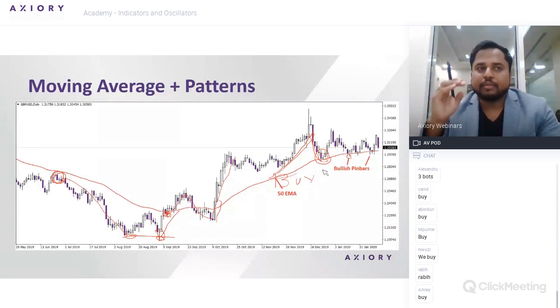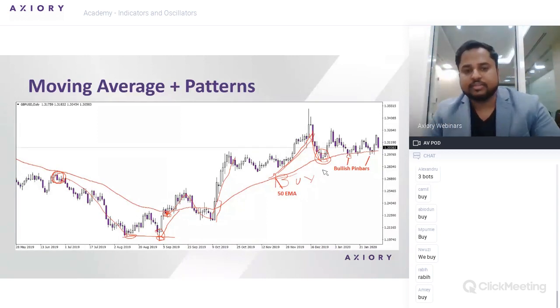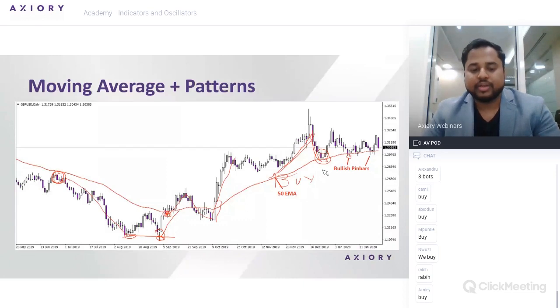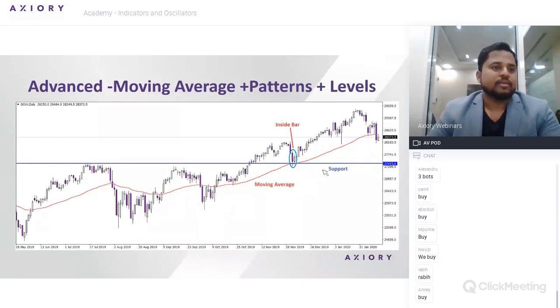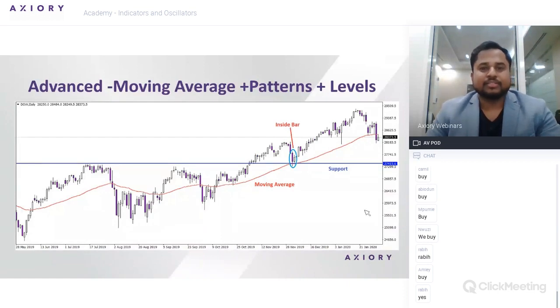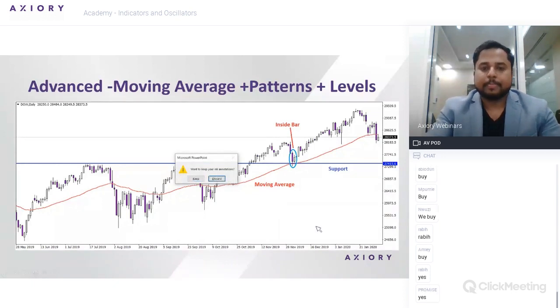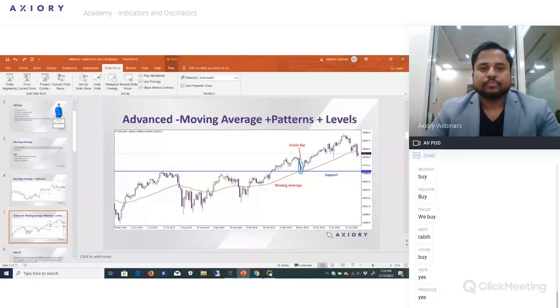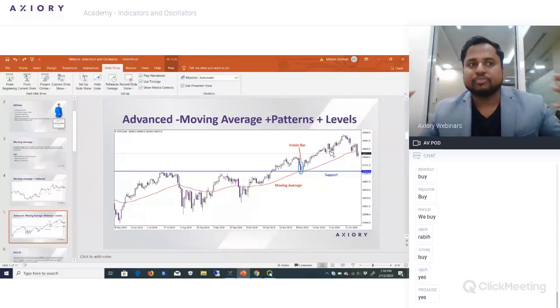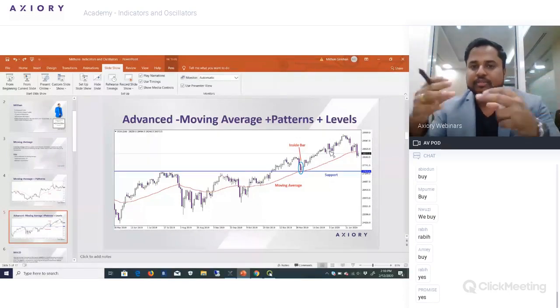Next, I am going to teach you a bit more advanced technique. Hope this is clear for you, right? Yes. I think my image is there, right? So the topic is advanced moving average plus patterns plus levels. So you're going to combine three confluences, three ideas together.